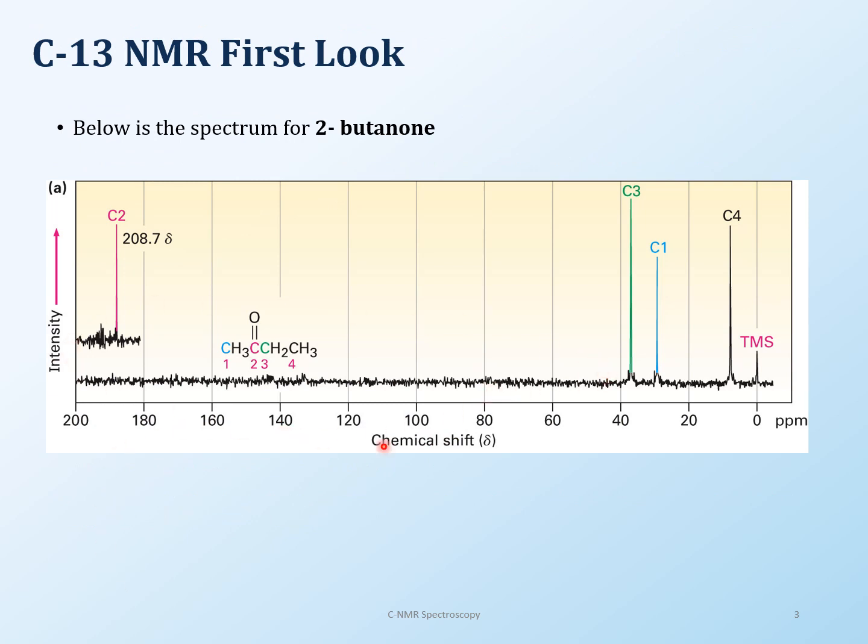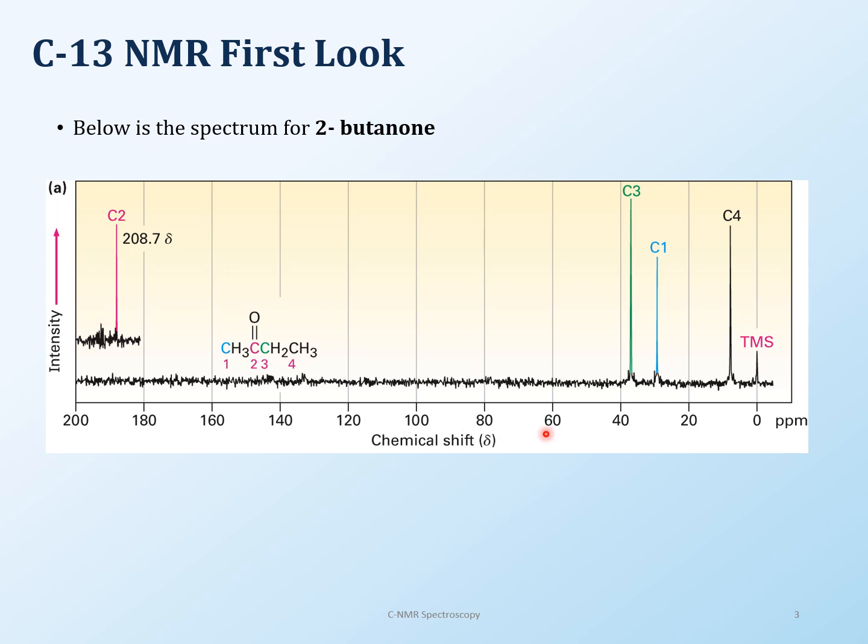So here is the spectrum for 2-butanone, and you can see very simple, straightforward, single peaks. You still have the TMS that you have to put in as a reference point for 0 ppm. Other than that, everything else is a single. So here you have the 2-butanone structure with 4 carbons and 4 peaks, because each of those carbons is different.